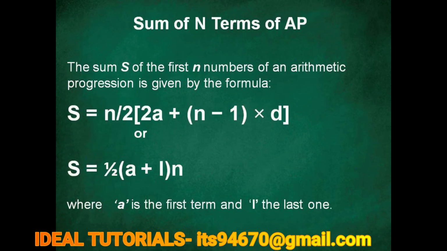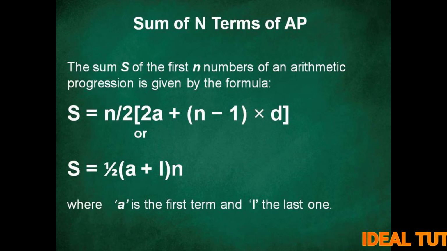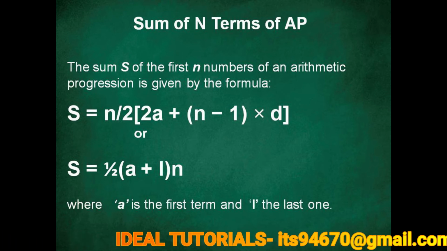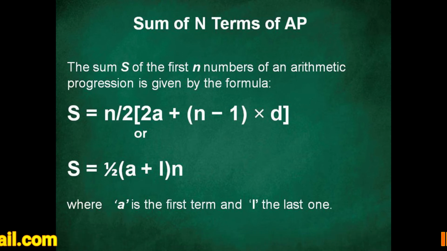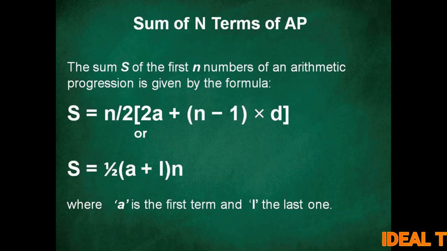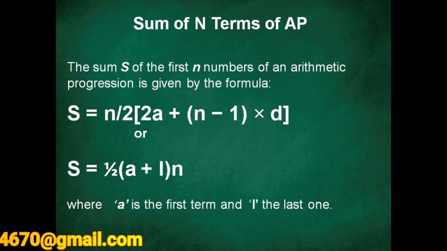Having found the nth term of an AP, let us come to the sum of n terms of an AP. The general formula is S is equal to n by 2 in the bracket 2a plus n minus 1 into d. Or we can say S is equal to 1 by 2 n into a plus L, where a is the first term and L is the last term.